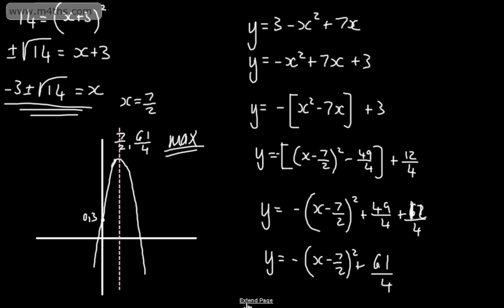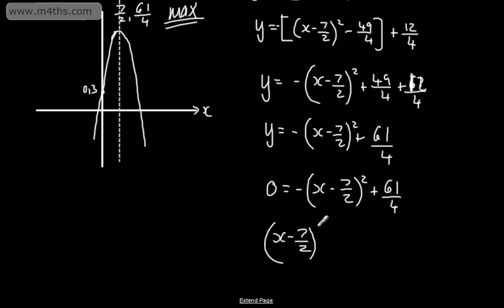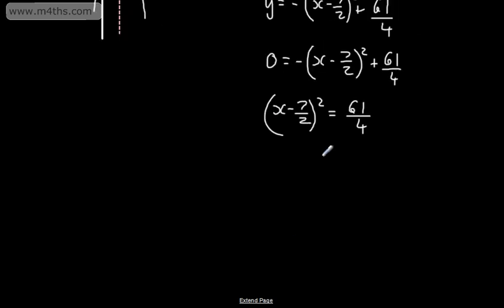So what can we do now? We've got these on. Well, we could go ahead and look at finding the points of intersection. So this is the x-axis, and this is where y is going to be equal to 0. So we could say that 0 was equal to negative the quantity x minus 7 over 2 all squared plus 61 over 4. If I add this quantity to both sides, we've got x minus 7 over 2 all squared is equal to 61 over 4. Taking the square root of both sides of the equation, x minus 7 over 2 is equal to plus or minus the square root of 61 over 4.